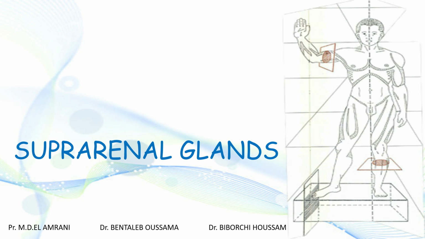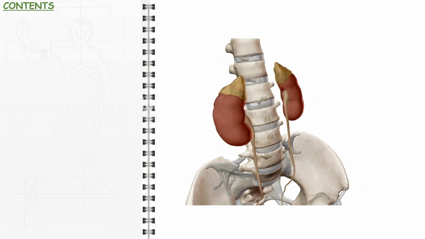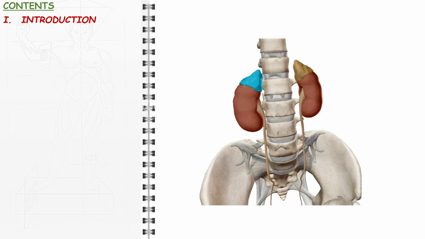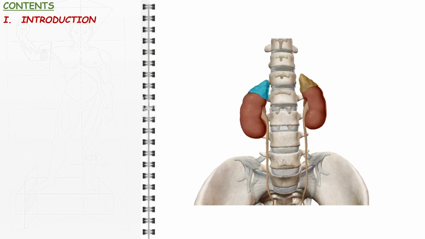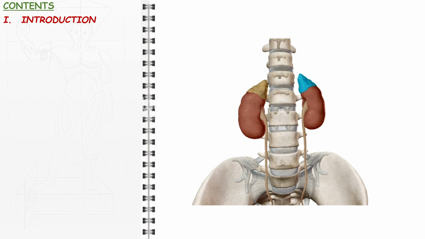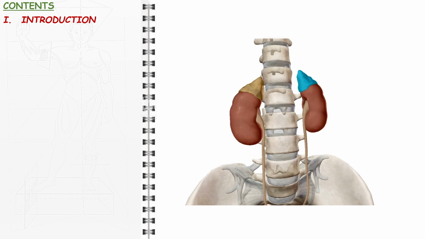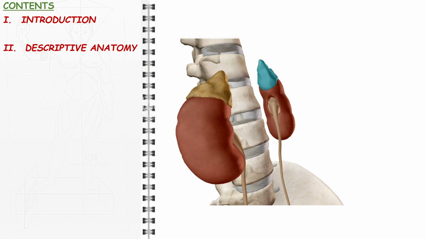In this video we will delve into the anatomy of suprarenal glands, a vital paired organ in the human endocrine system. We will start with an introduction to the suprarenal glands, providing its major role in the endocrine and urinary systems. Following that, we will focus on the descriptive anatomy of the suprarenal glands.